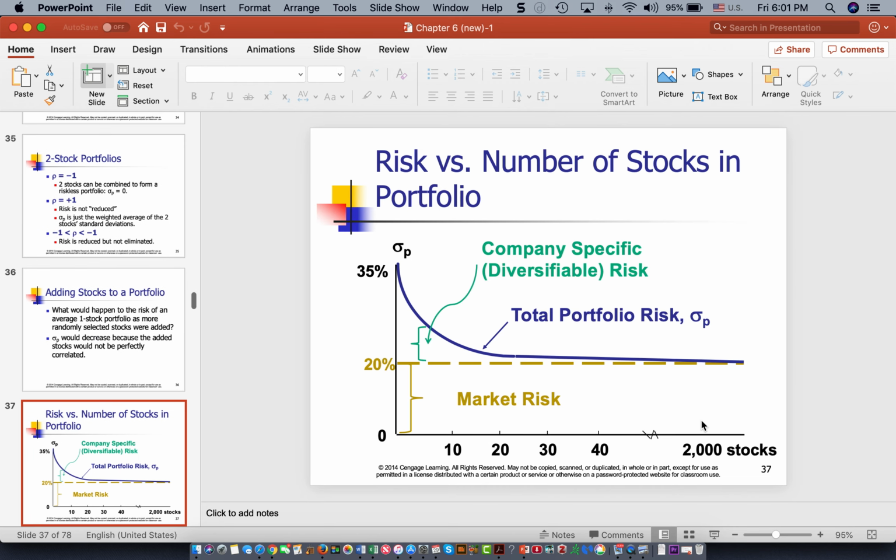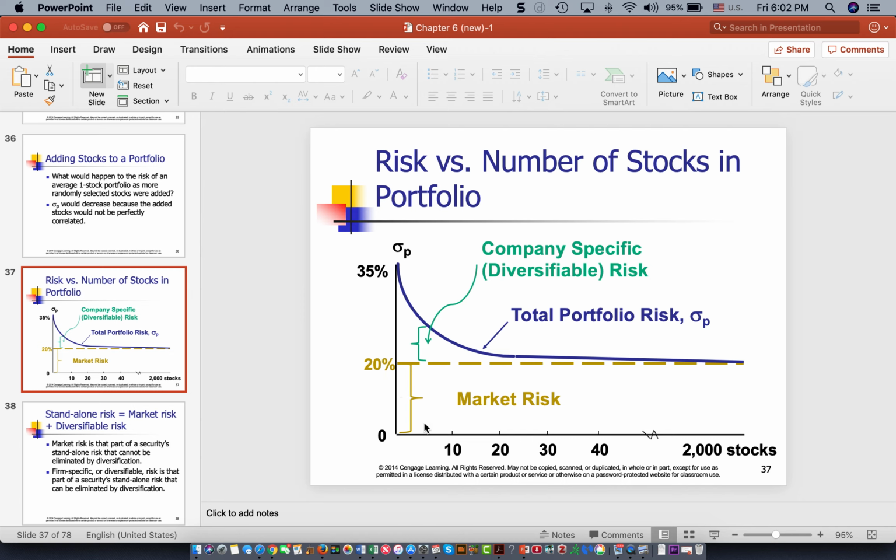We look at these two differences, 35% and 20%. This 20% part is undiversifiable, or non-diversifiable, and is called market risk, because everybody has to share it, but the unique risk is diversified away. So what we are responsible for and pay for is the 20% risk.